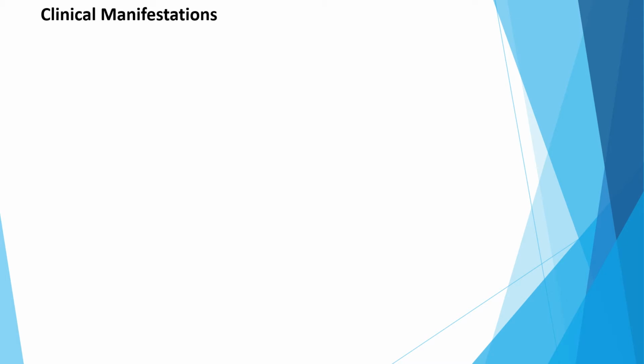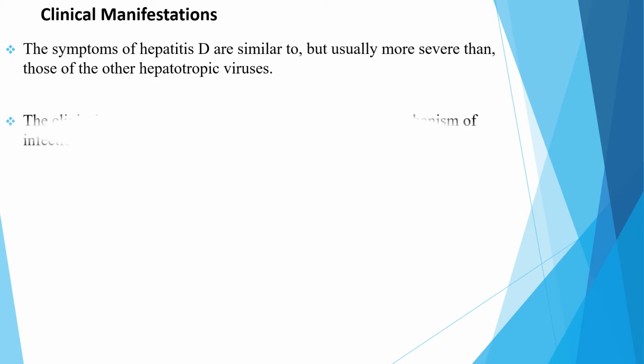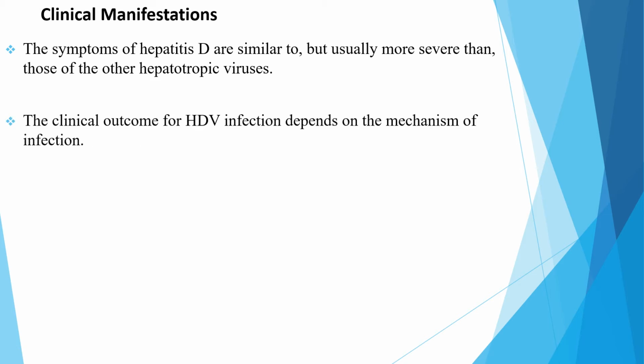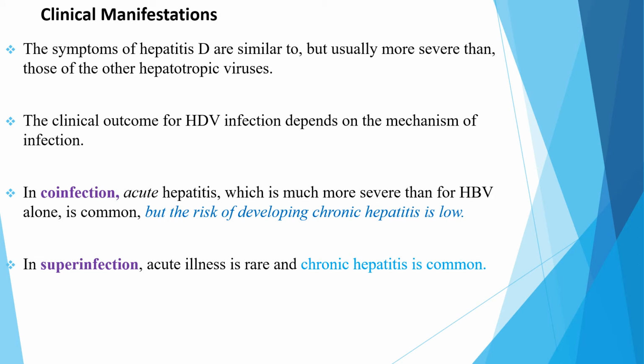When we look at the clinical manifestation, the symptoms of hepatitis D are similar to, but usually more severe than those of other hepatotropic viruses. The clinical outcome for hepatitis D virus infection depends on the mechanism of infection. If it is co-infection, acute hepatitis, which is more severe than that of hepatitis B virus alone, is common, but the risk of developing chronic hepatitis is low. But if it is superinfection, acute illness is rare and chronic hepatitis is more common.